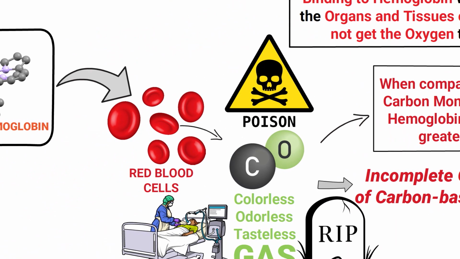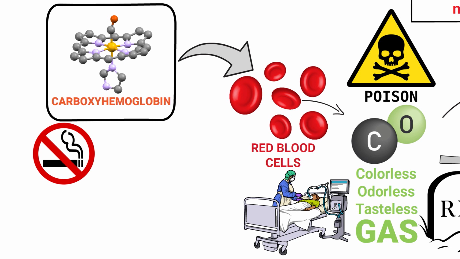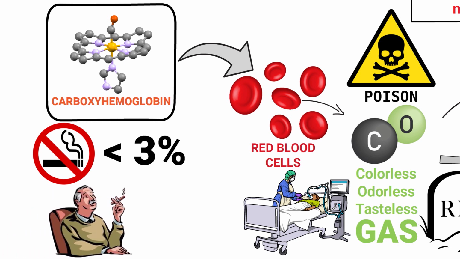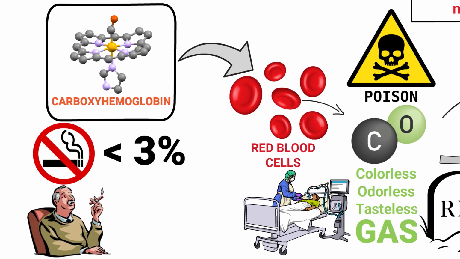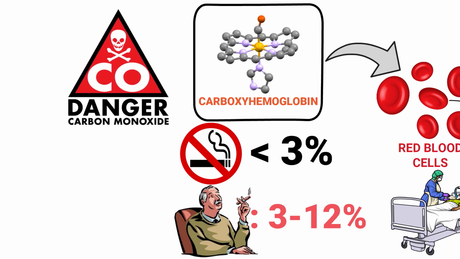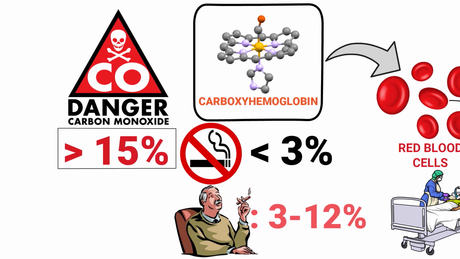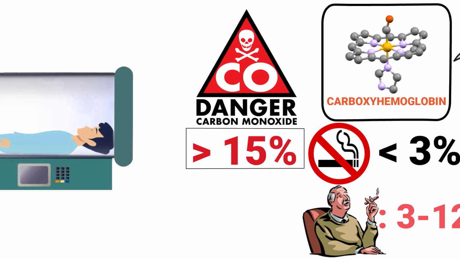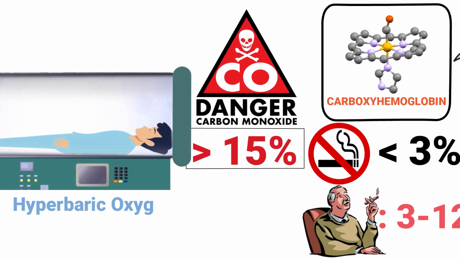A normal carboxyhemoglobin level for non-smokers is less than 3%. Smokers, on the other hand, may have carboxyhemoglobin levels anywhere from 3 to 12%. And a person with carbon monoxide poisoning will have a carboxyhemoglobin level that is greater than 15%. This would be considered a life-threatening condition and the patient would require treatment in a hyperbaric oxygen chamber.